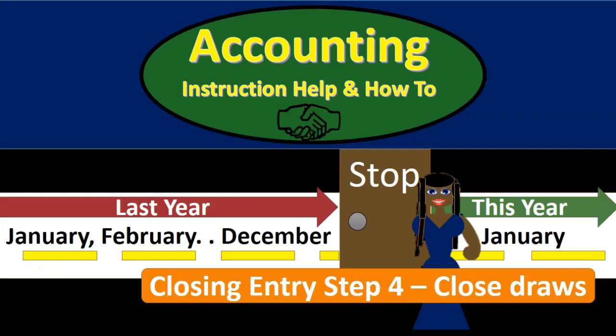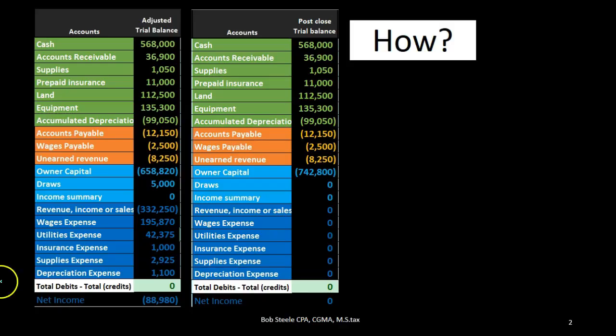Hello, in this lecture we're going to continue on with the closing process with step 4, the final step of the process, which will be to close out the draws. Remember that the objective is to have the adjusted trial balance be converted to the post-closing trial balance.